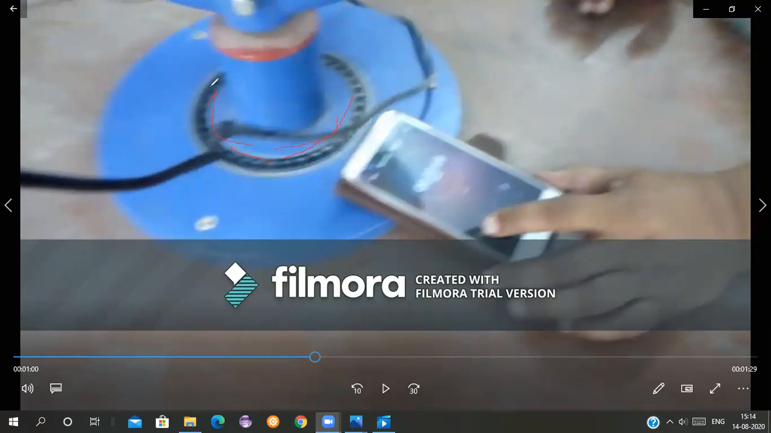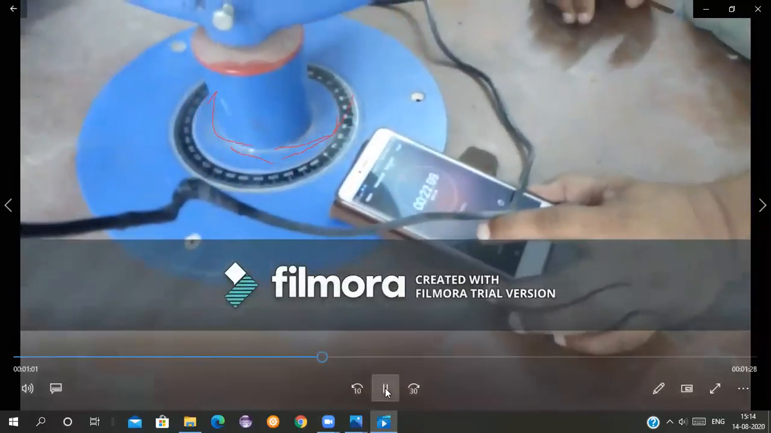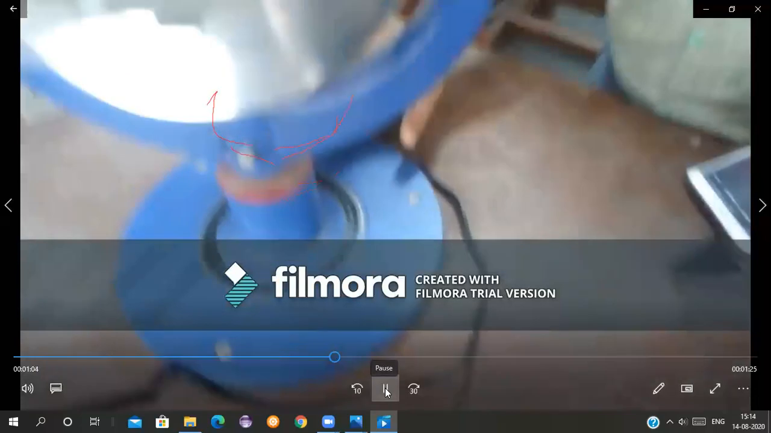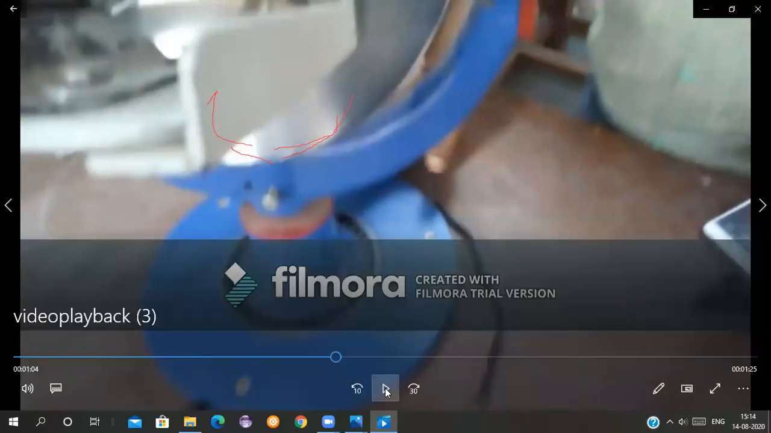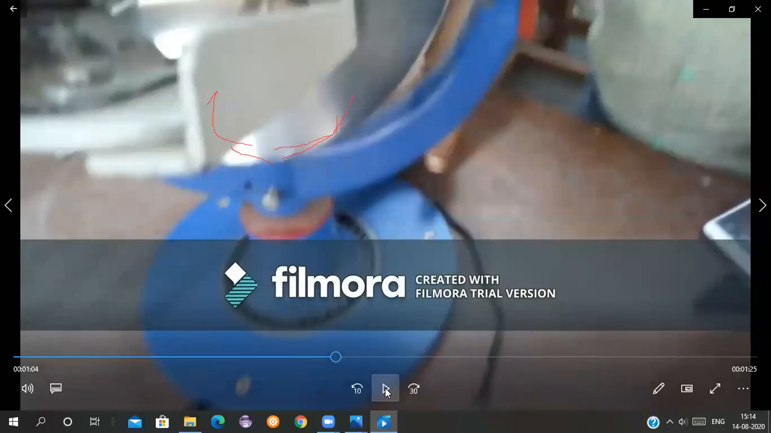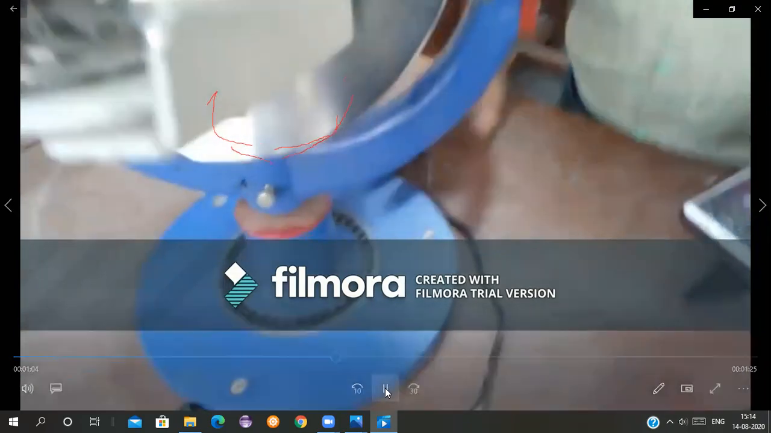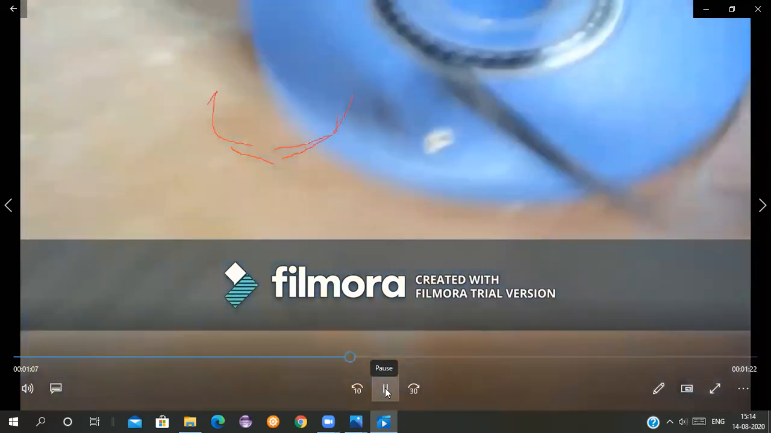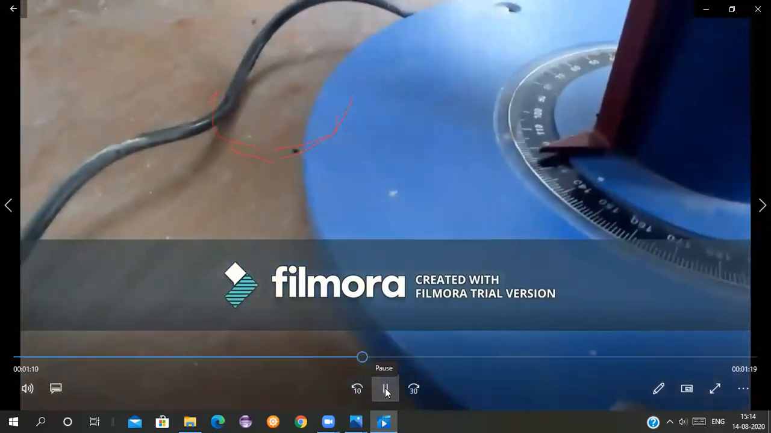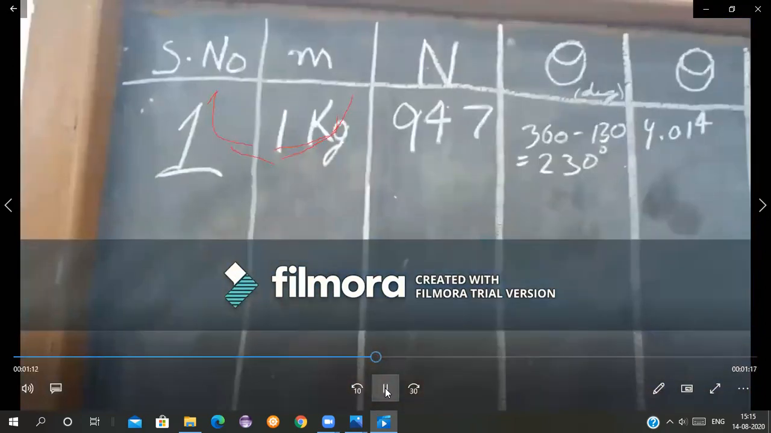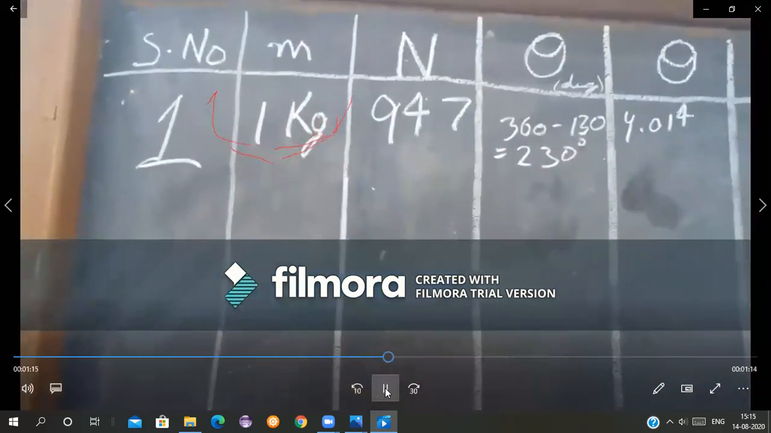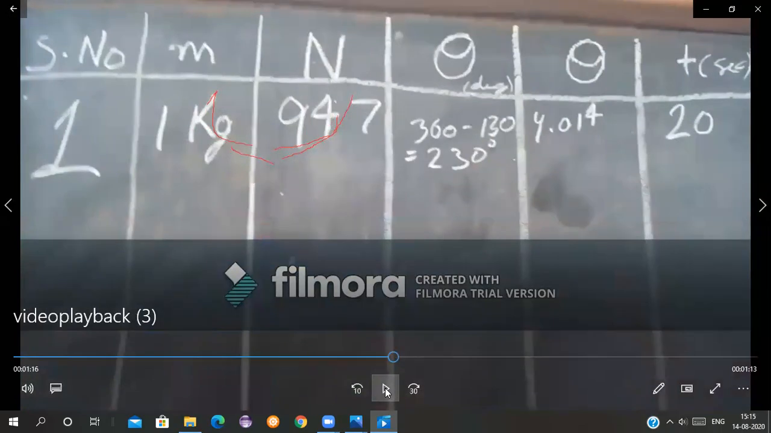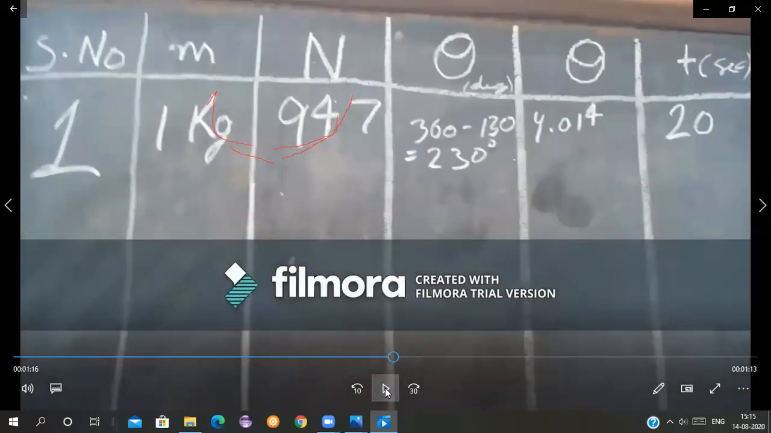Okay, students, see, focus now. We are noting the time also. For how many degrees of rotation of the rotor, let's say if it is 60 degrees, how much time is required for the rotation of the rotor? So see how we have measured the angular displacement with the help of this. It is coming around 110 or so. So that we can measure, and then we can put it in the formulas and get the values.